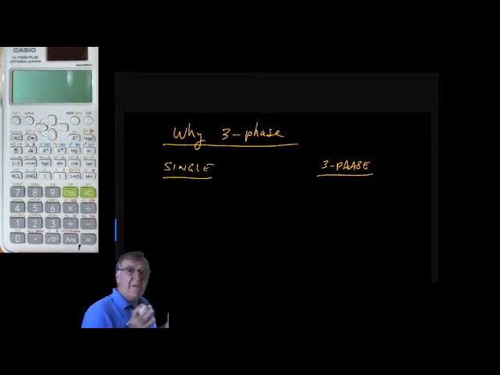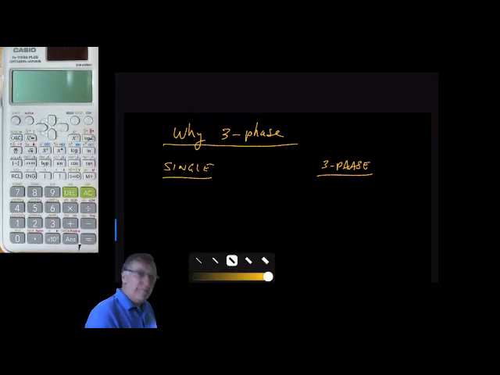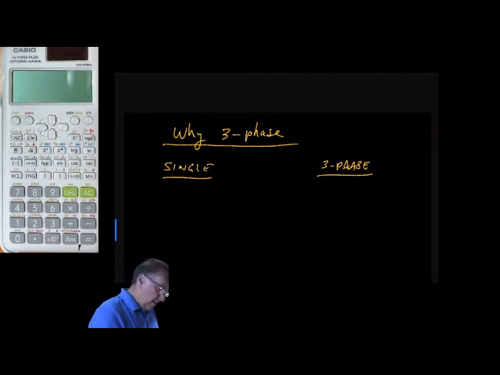So the question is, why 3-phase? Well, in a single-phase system, let's start with a 10 horsepower motor. Same thing with a 3-phase system, and that would cost about $2,600 to run for a year. The 3-phase would cost $2,100.